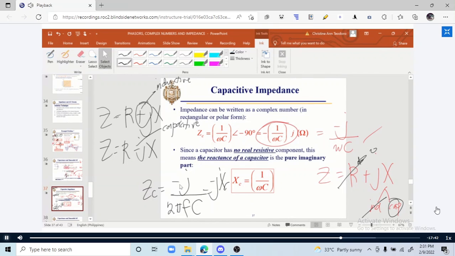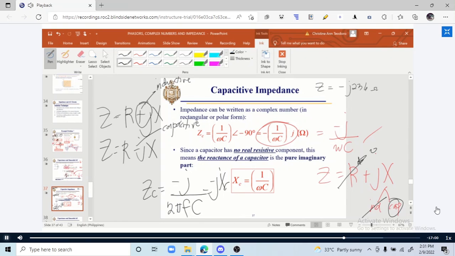Now, how can we determine if a certain impedance is purely inductive or purely capacitive? What do you think? How can we determine if a certain circuit is purely inductive or purely capacitive, if you have a certain rectangular format equation? Let's say, for example, I gave you an impedance equal to negative J 236 ohms.